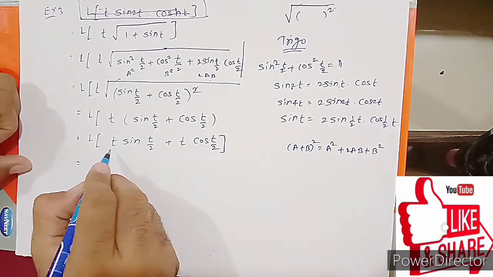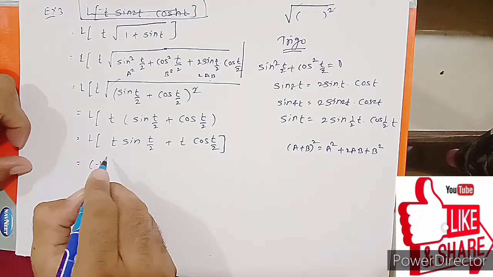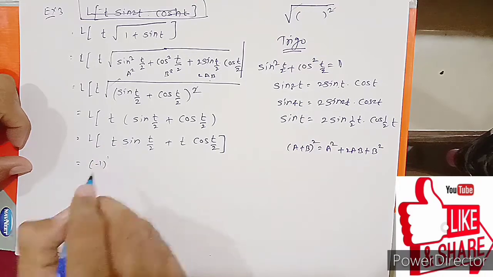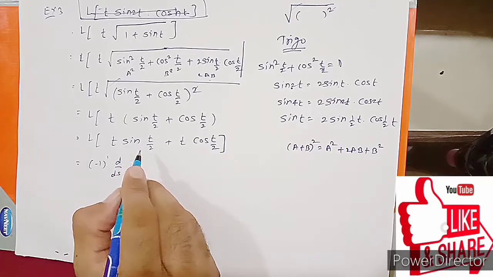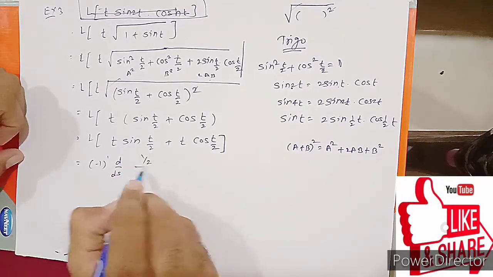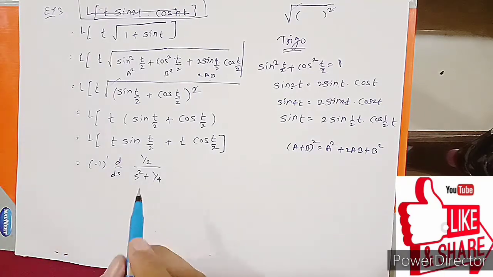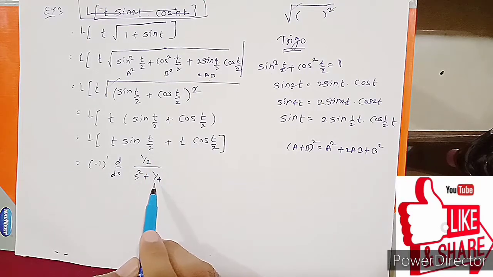Now again multiplication by t means what? Minus 1 raised to what? यहाँ पे n के जगह पे 1 है, so it is a single derivative of f(s). So what is the Laplace of sin t? It is a upon s square plus a square, so it is 1 by 2 upon s square plus 1 by 4, right? Because what is the a here? a is 1 by 2, so a upon s square plus a square, so a square is again 1 by 4.